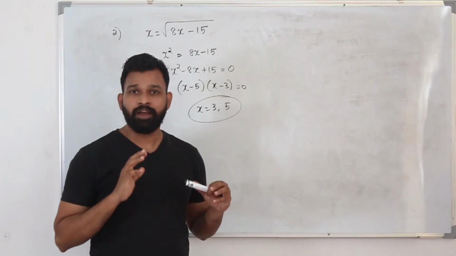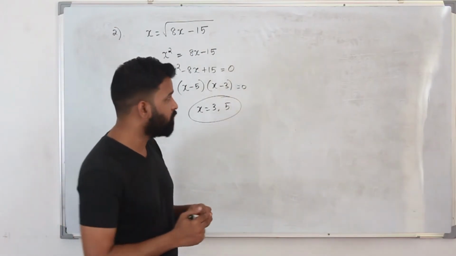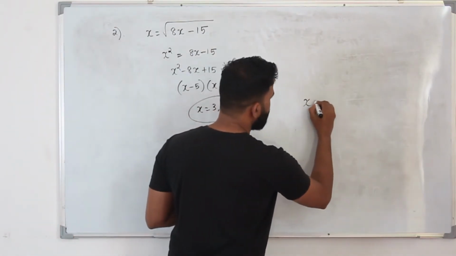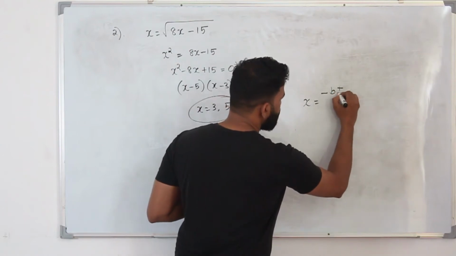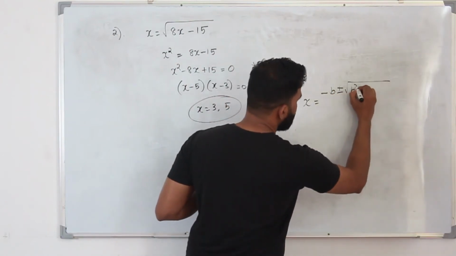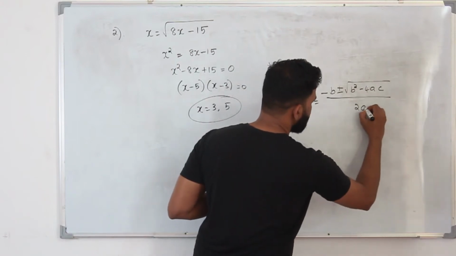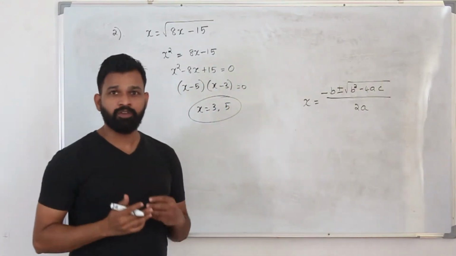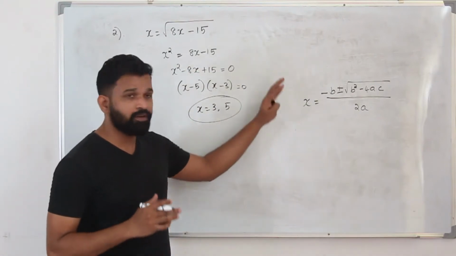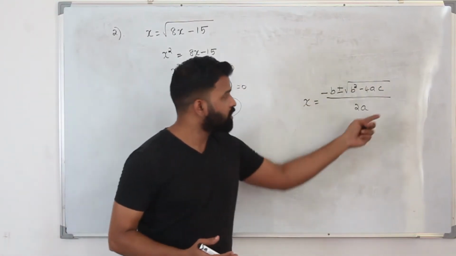I'm not going to talk much about this factorization and formula. Formula, you need to remember this quadratic formula: minus b plus or minus square root of b square minus 4ac, upon 2a. This is the quadratic formula. So when the question says solve the equation by formula, you need to use this formula.